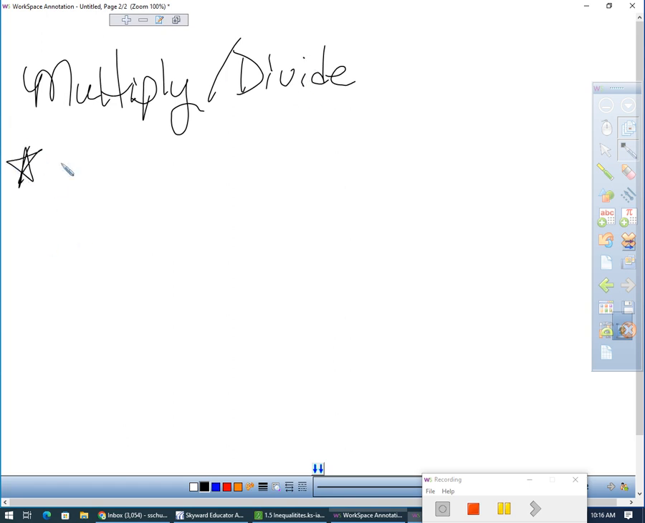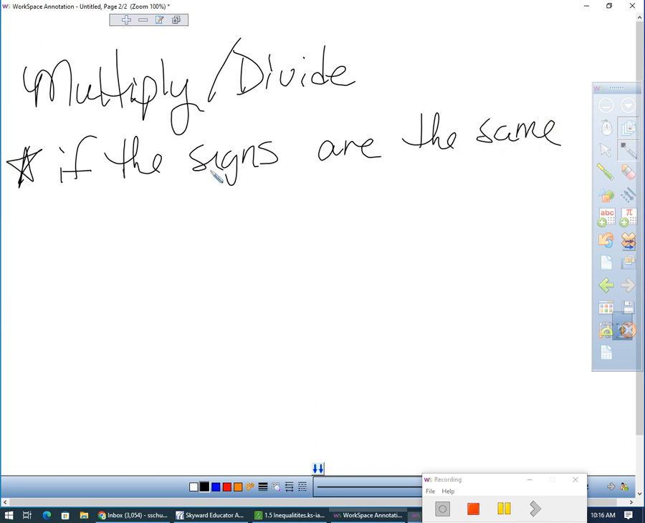All right. If the signs are the same, the result is positive. Very good. I like to think of multiplying and dividing as our teams. If we are all on the same team or have the same sign, that's a positive thing, right?